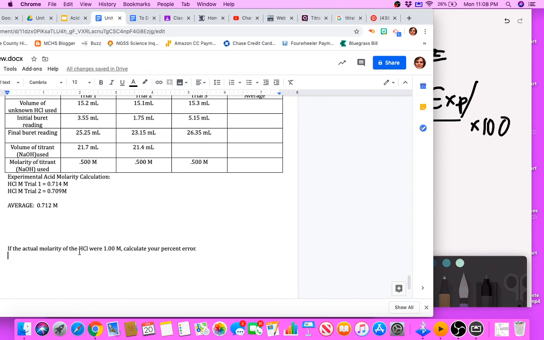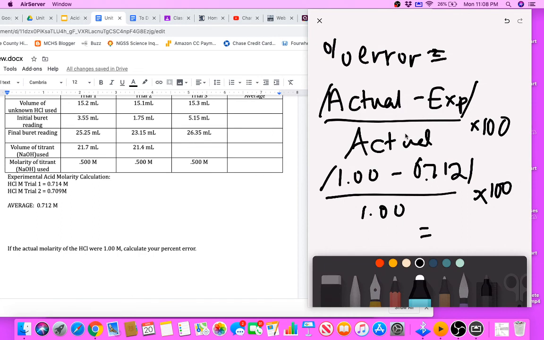So again, if the actual molarity of HCl were 1.00, calculate percent error. So the actual is 1.00 minus our experimental, which up here is what we calculated, 0.712, divided by the actual, which is 1.00, times 100. Okay, so let's go back to our calculator one more time. The actual is 1.00, it told us this in the problem, minus 0.712, that's our experimental, divided by the actual, which is 1.00, times 100.